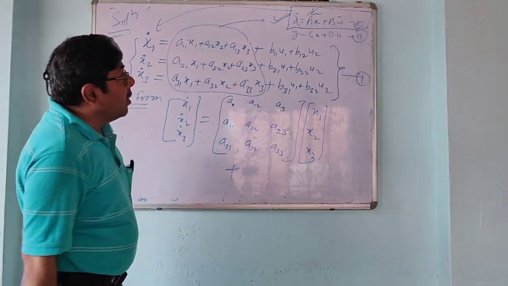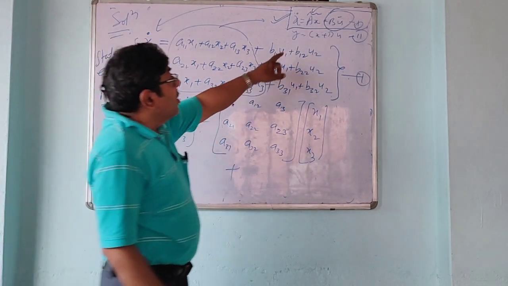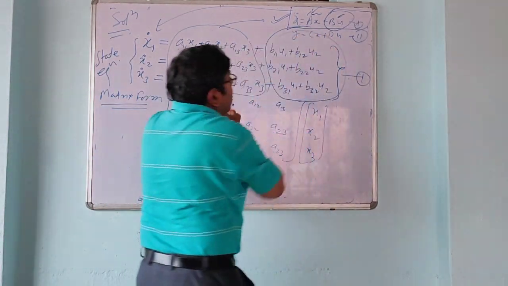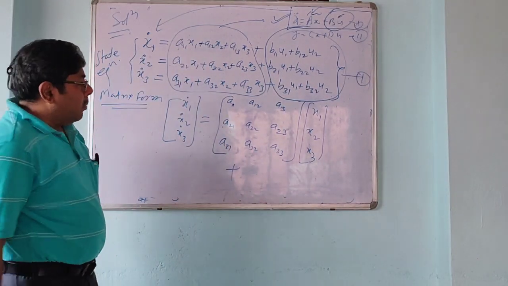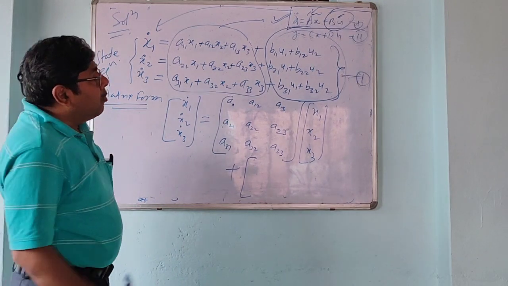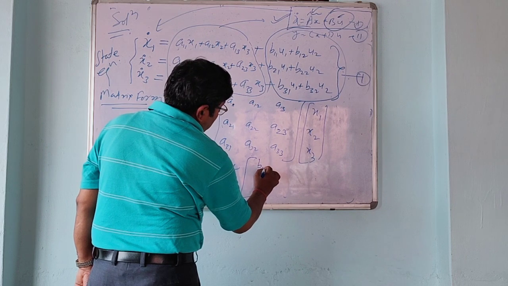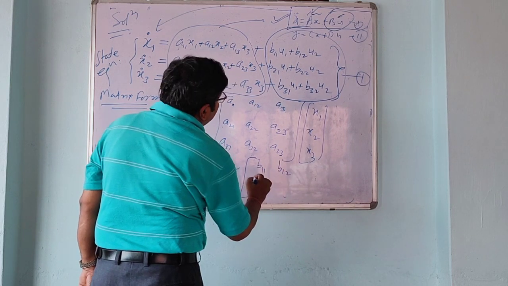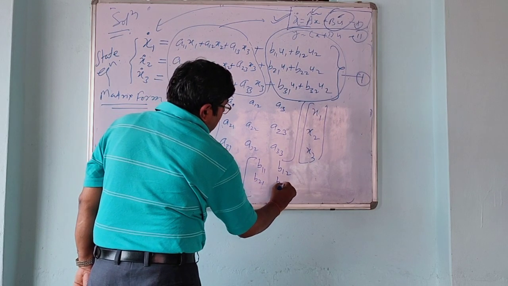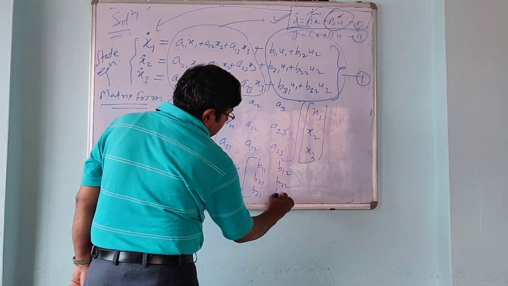Plus, for this part, B u, this part is formed from these parts. So from the first equation, the coefficients of u1 and u2, this means the first row is b11, b12. From the second equation, b21, b22. From the third equation, b31, b32.